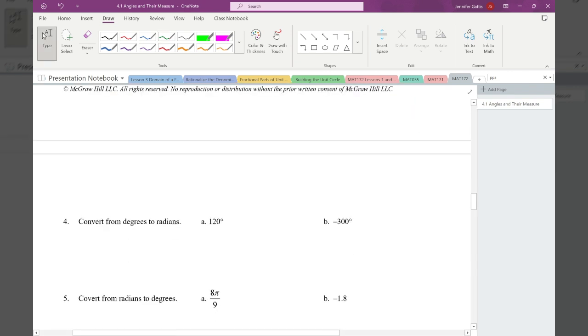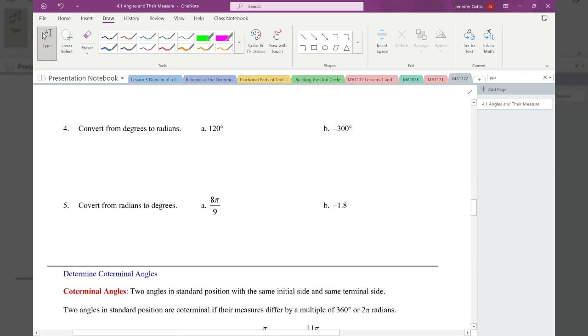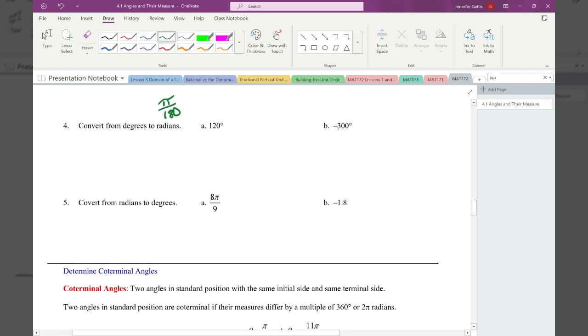So let's look at that in practice here. If we are taking 120 degrees and converting to radians, we're going from degrees to radians. And because we're going to radians, we want to use the one with radians on top. So we are going to multiply by pi over 180, which is going to give us 120 pi over 180.